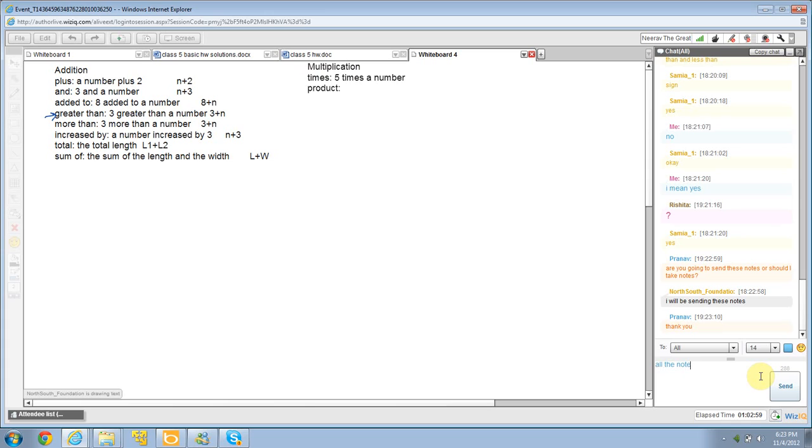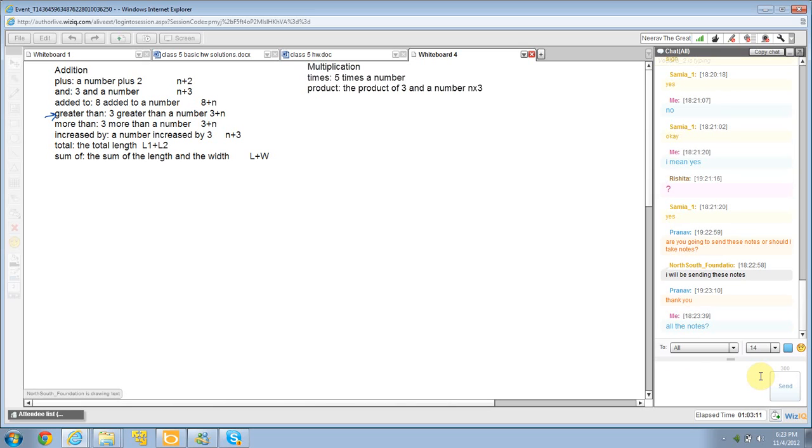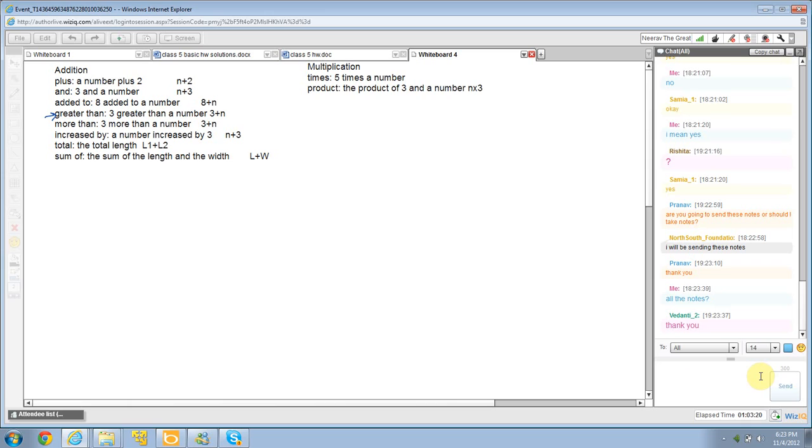And then you guys can also start working on some stuff. So, the product of 3 and a number, that's n times 3. I'm using n because of the multiplication sign. I'll be sending all of these words, and it's quite a bit. It's like 18 pages, I think, right? So that's the majority. I won't be sending all the problems, but there'll definitely be some problems on there.